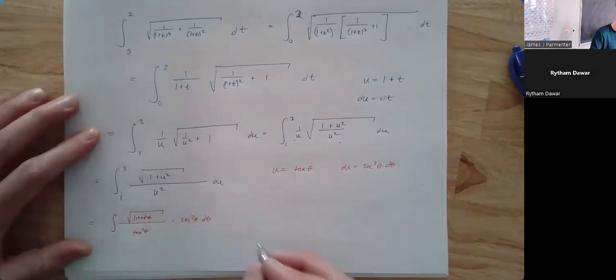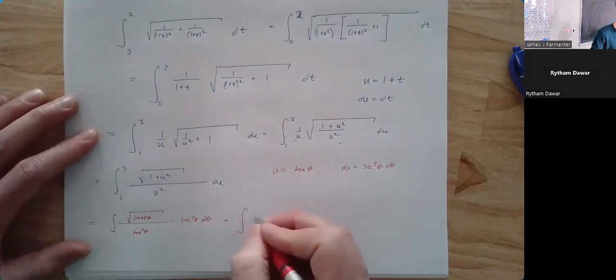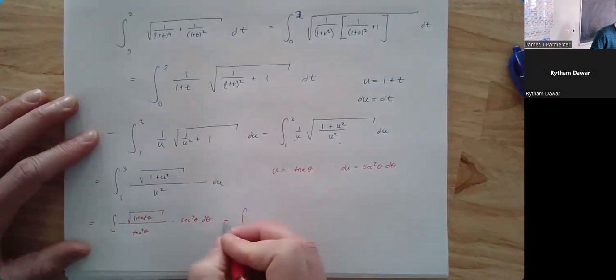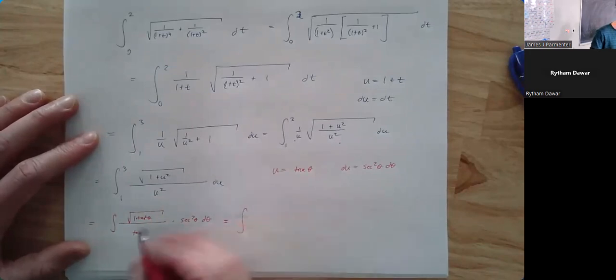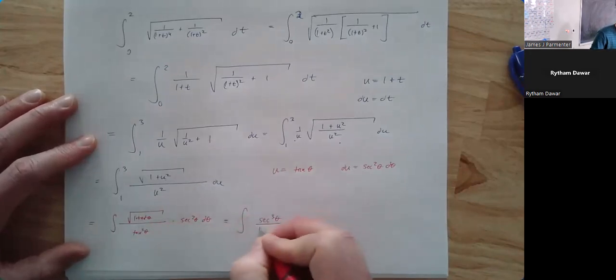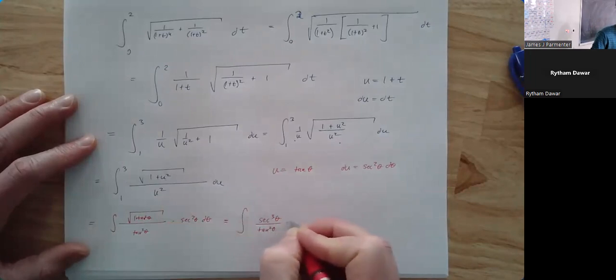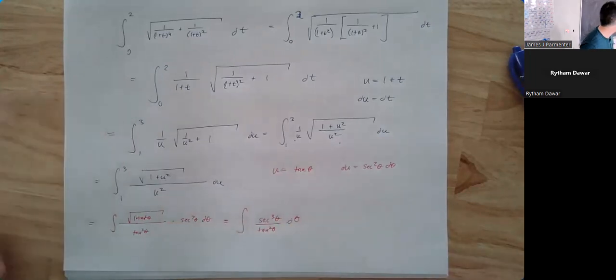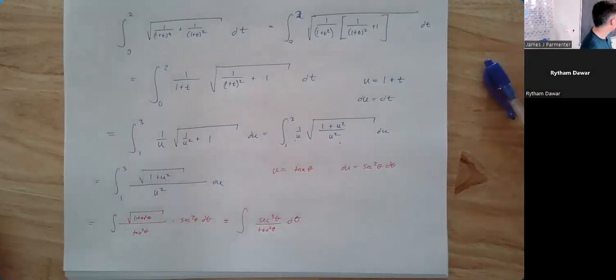We've done this much. So that's going to be the integral of, well, the square root of 1 plus tangent squared is just secant. So we're going to get secant cubed theta over tangent squared theta. Now what? Good question.